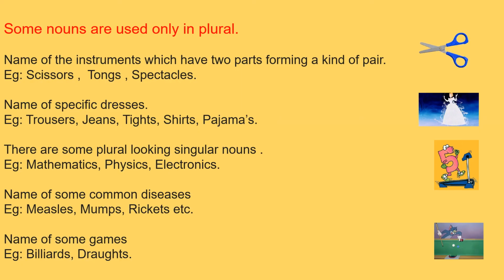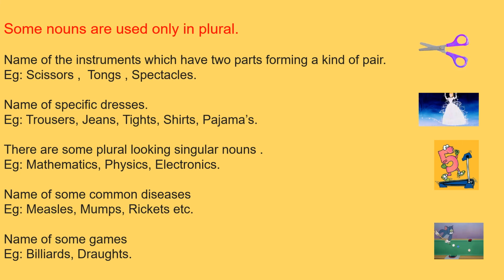Some nouns are used only in plural. Names of instruments which have two parts forming a kind of pair. Example, scissors, tongs, spectacles. Names of specific articles of dress. Example, trousers, jeans, tights, shorts and pajamas.